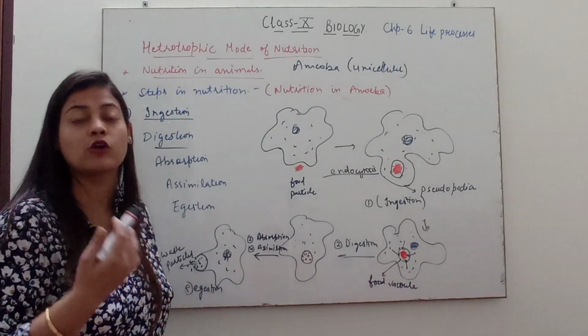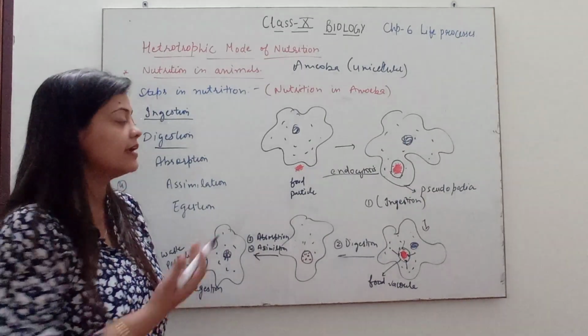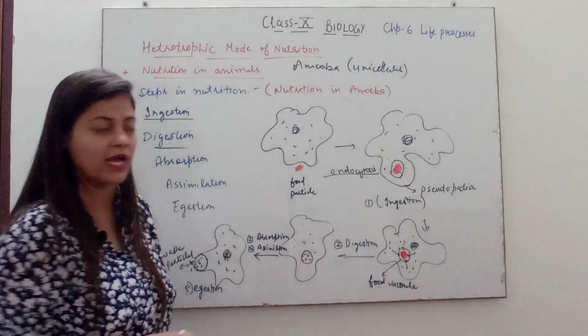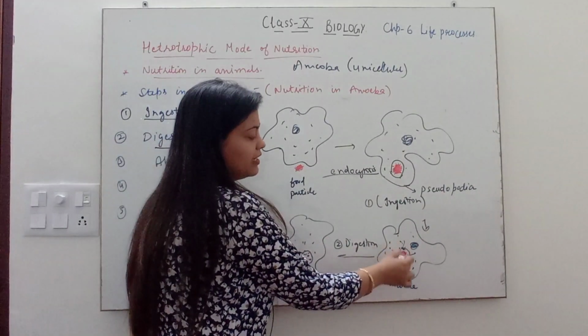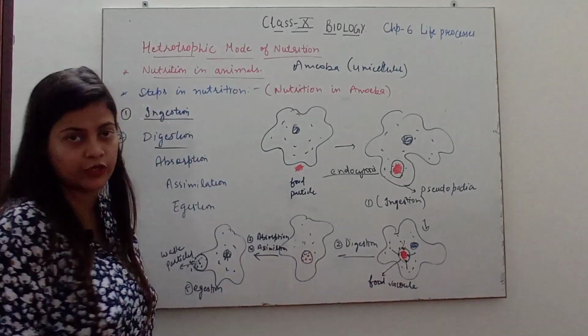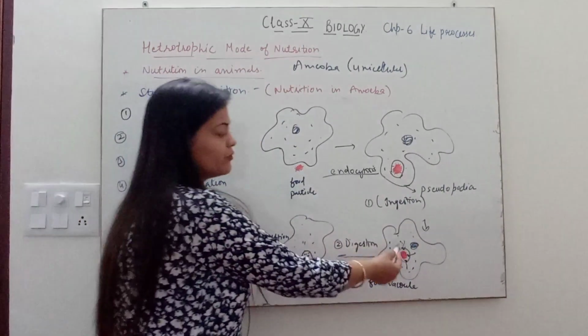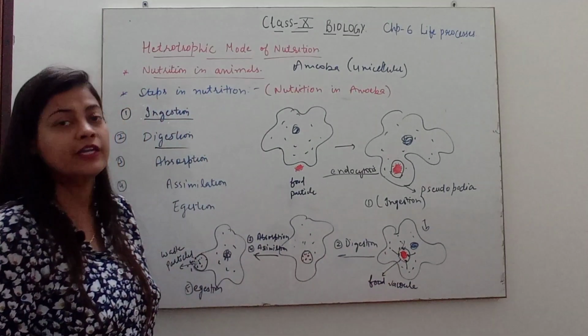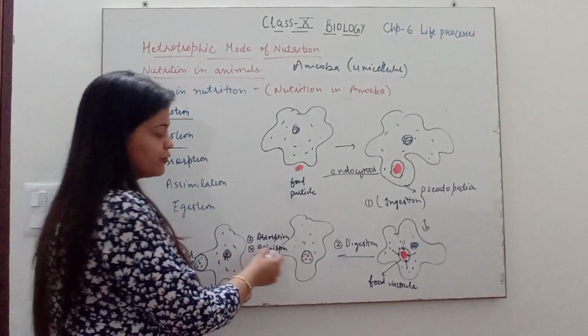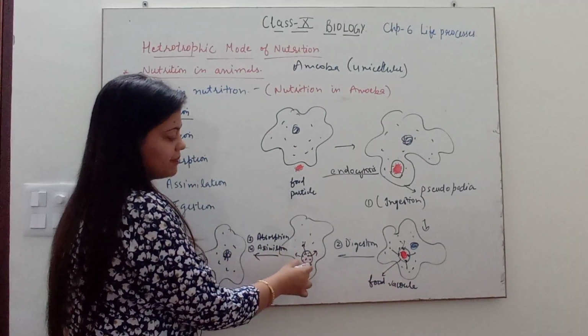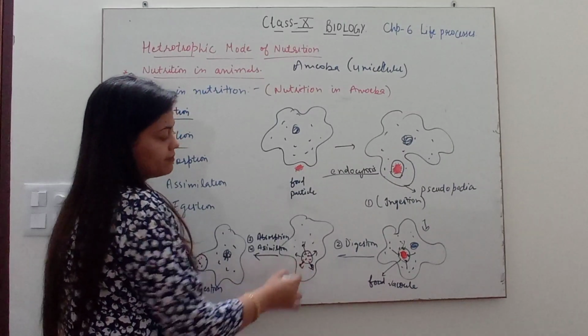It does not have a complex digestive system like us. It has some enzymes in its cytoplasm. Through this they will enter into the food vacuole for digestion. Now this food will be digested and the nutrients will be released. Now these nutrients released from the food will be absorbed by the cell, by the amoeba.